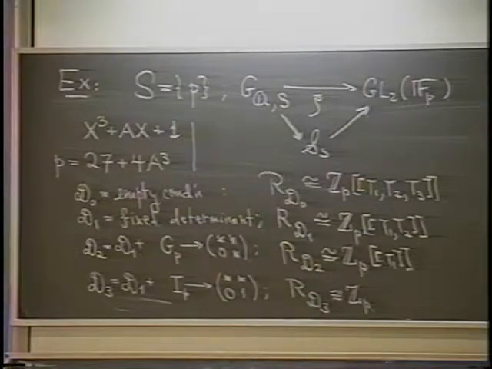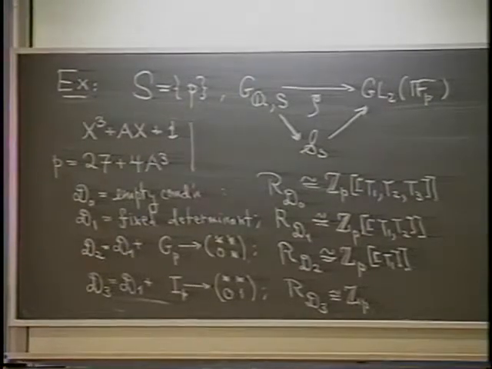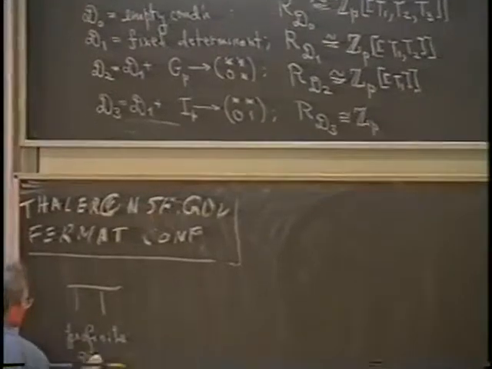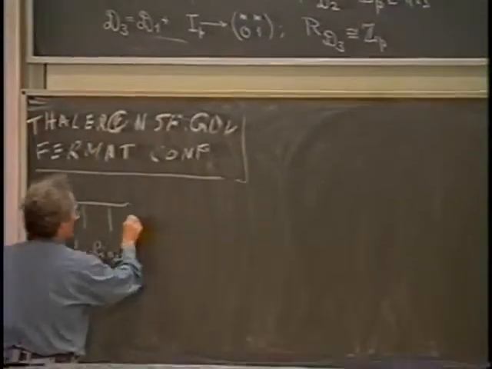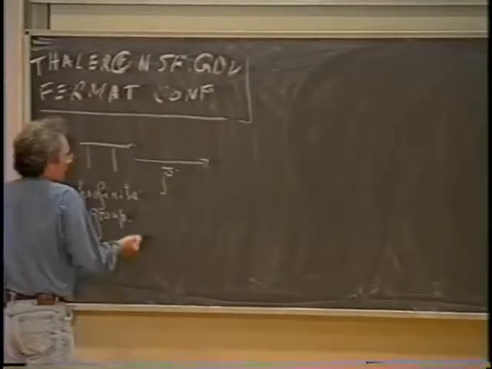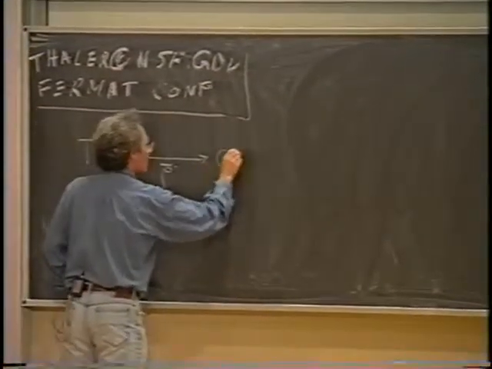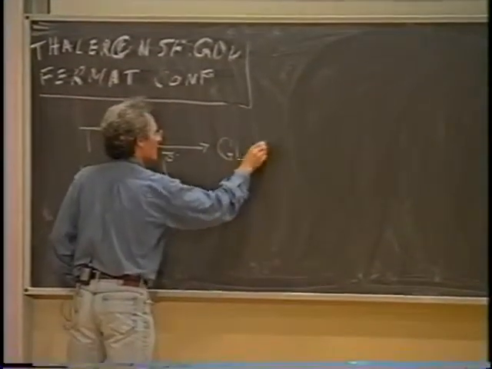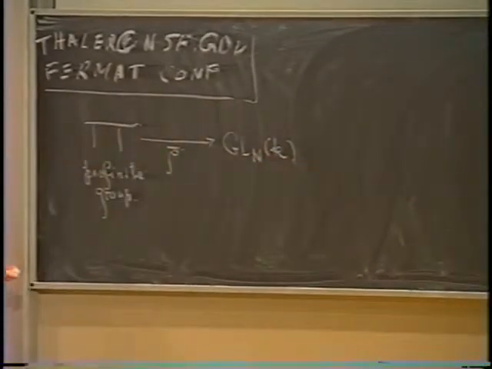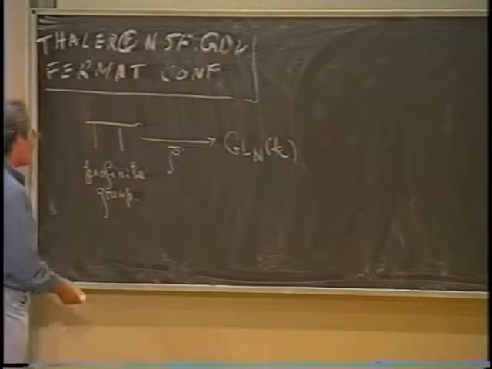Now I would like to remind you of the general setup. So we have pi, a profinite group. And we have rho bar, a representation, no hypotheses for the moment, into GL_N(K). K is our finite field of characteristic P, as before.